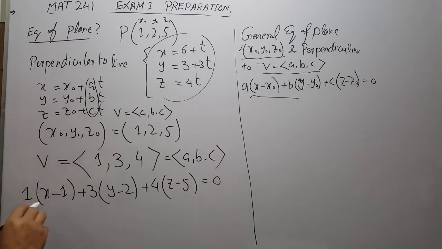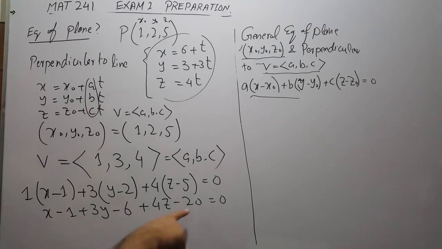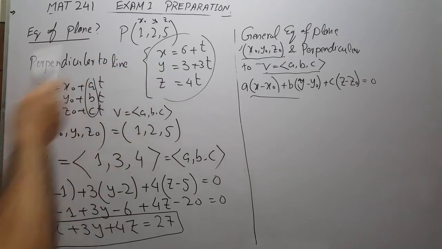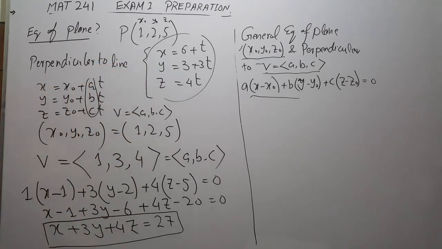We have to just open it up. Multiplying 1 into x is x, plus 3y minus 6, plus 4z minus 20 is equal to 0. So we have minus 1, minus 6, minus 20, which gives us minus 27. So if I write x plus 3y plus 4z, they give us minus 27. And if I take it to the other side, this becomes plus 27. So this is the equation of the plane that passes through this point and is perpendicular to the given line, which is in parametric form.